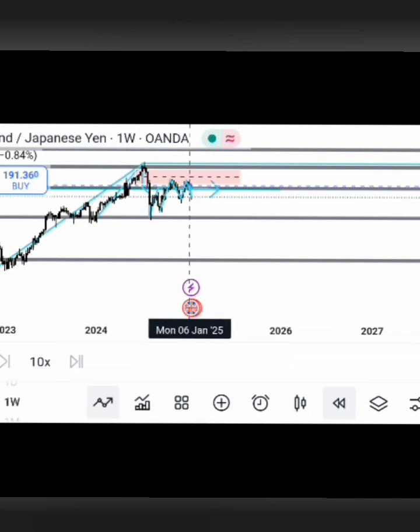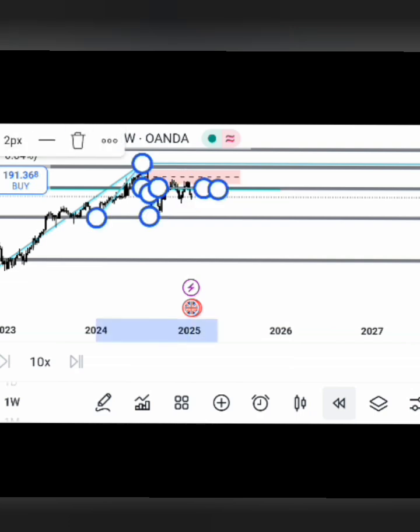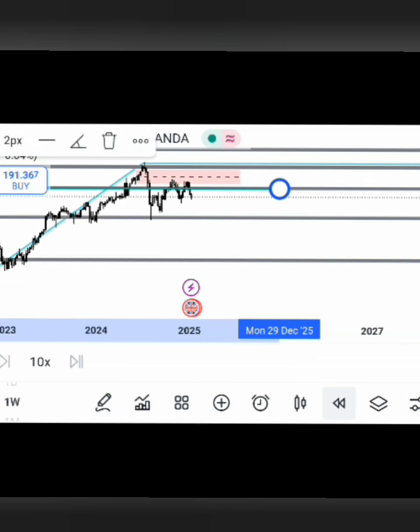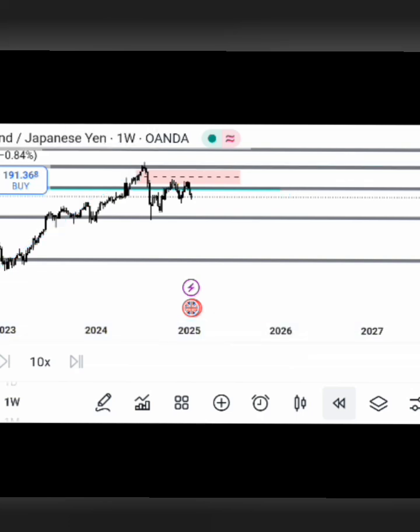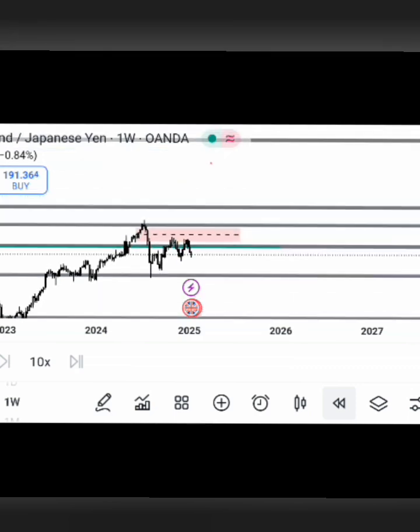So let's delete this line so that our chart will look clean. Let's delete this line too. Let's delete this line so our chart will look clean. So can you see now? It's very, very clear.